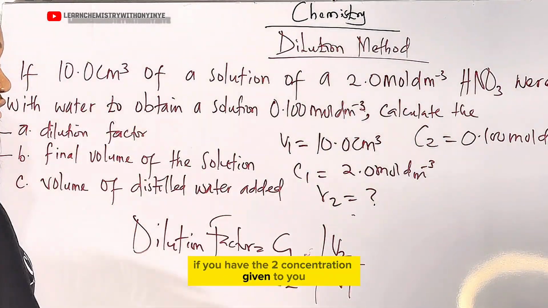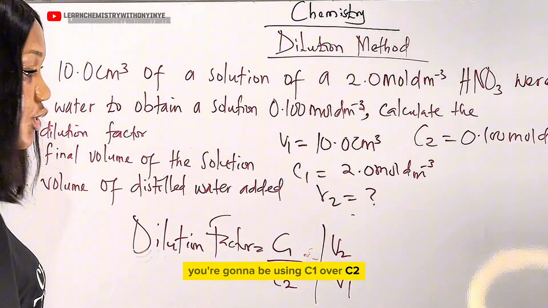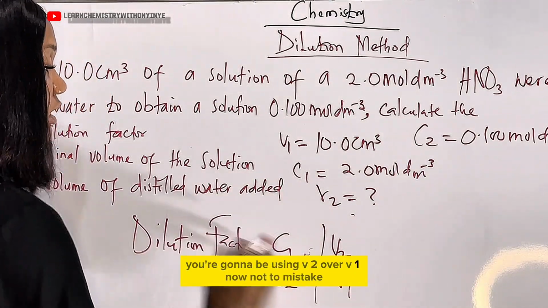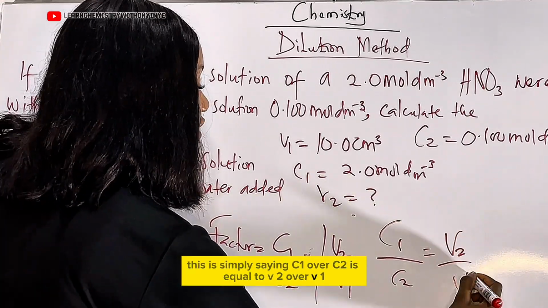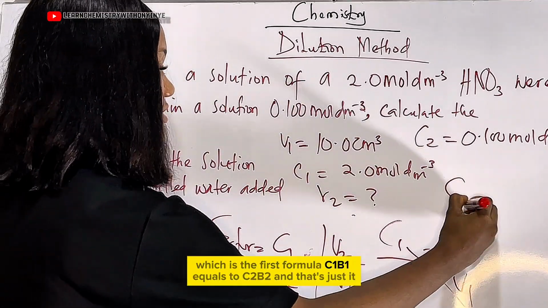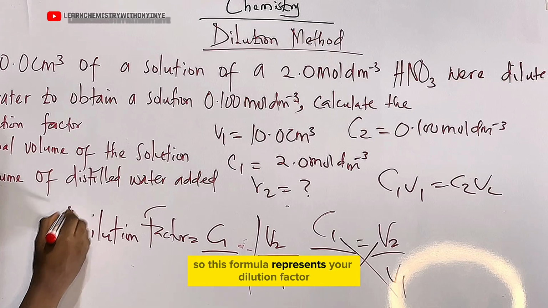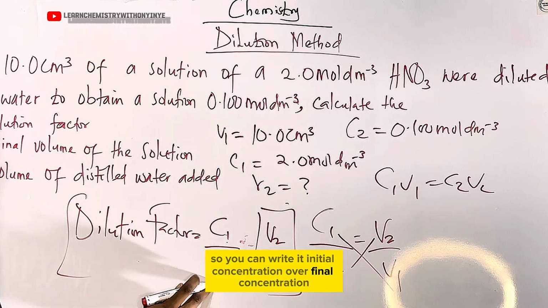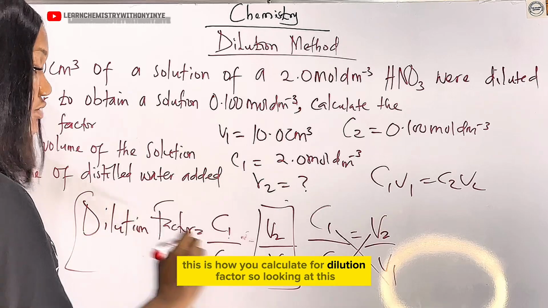If you have the two concentrations given to you, the initial and the final concentration, you're going to be using C1 over C2. If you have the two volumes given to you, the initial volume and the final volume, you're going to be using V2 over V1. Now, not to mistake, this is simply saying C1 over C2 is equal to V2 over V1. If you cross multiply, you're going to have C1V1 equals C2V2, which is the first formula. So you can write it: initial concentration over final concentration, final volume over initial volume. This is how you calculate dilution factor.